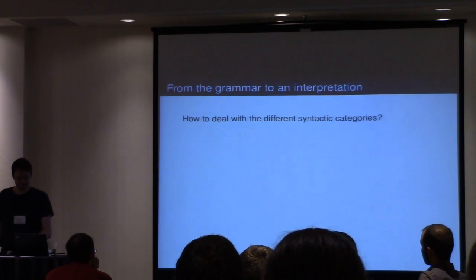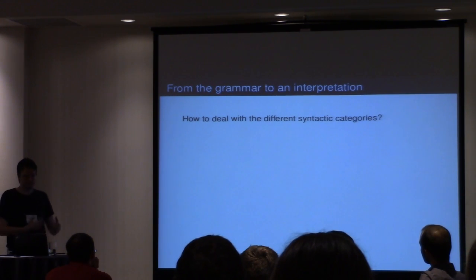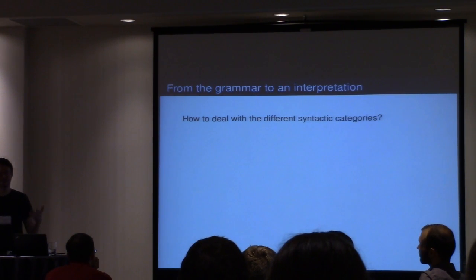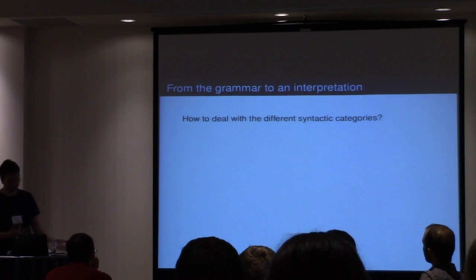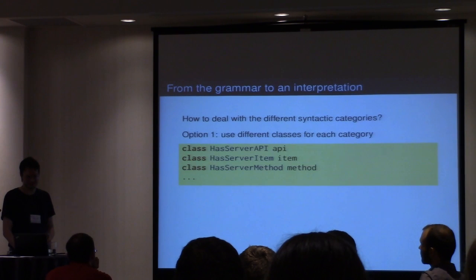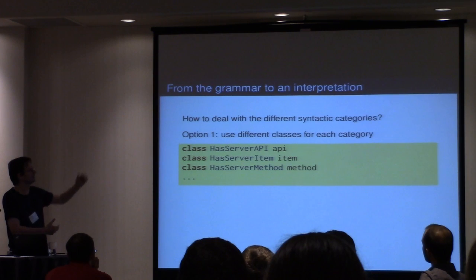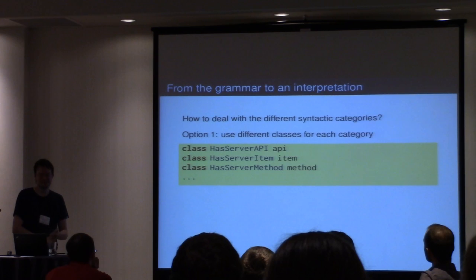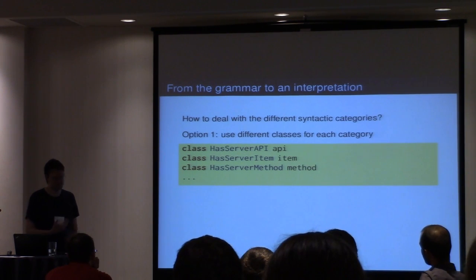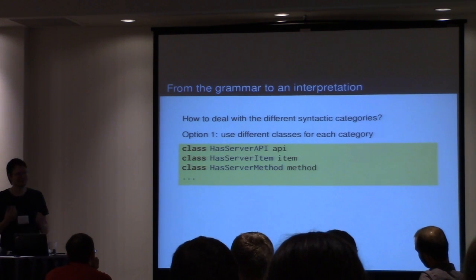And then how do you now define instances for this class? So in principle, you follow the grammar. But the grammar, if you remember, has different syntactic categories. So we have an API, and then we have items, and we have methods. And so one option would be to actually have not one class, but three different classes and give a different instance declaration for all three of them and have them interact. But again, this sort of leads to hard to manage Haskell code because you get a lot of overlapping instances in rather tricky ways.